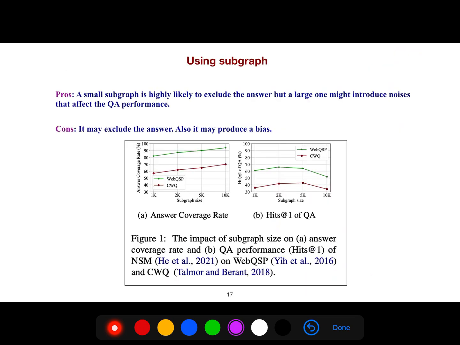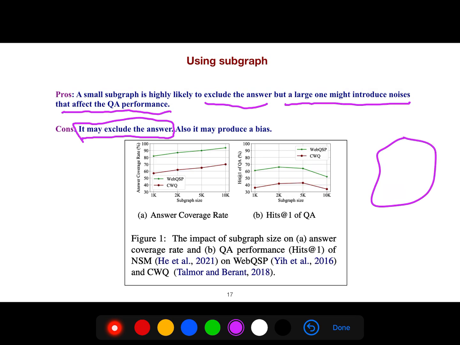So you have pros and cons. A small subgraph is highly likely to exclude the answer, but a large one might introduce noise that affects the QA performance. It may exclude the answer. This is bad because you are creating a very small subgraph, maybe the answer is lying near the boundary, or you are missing that.